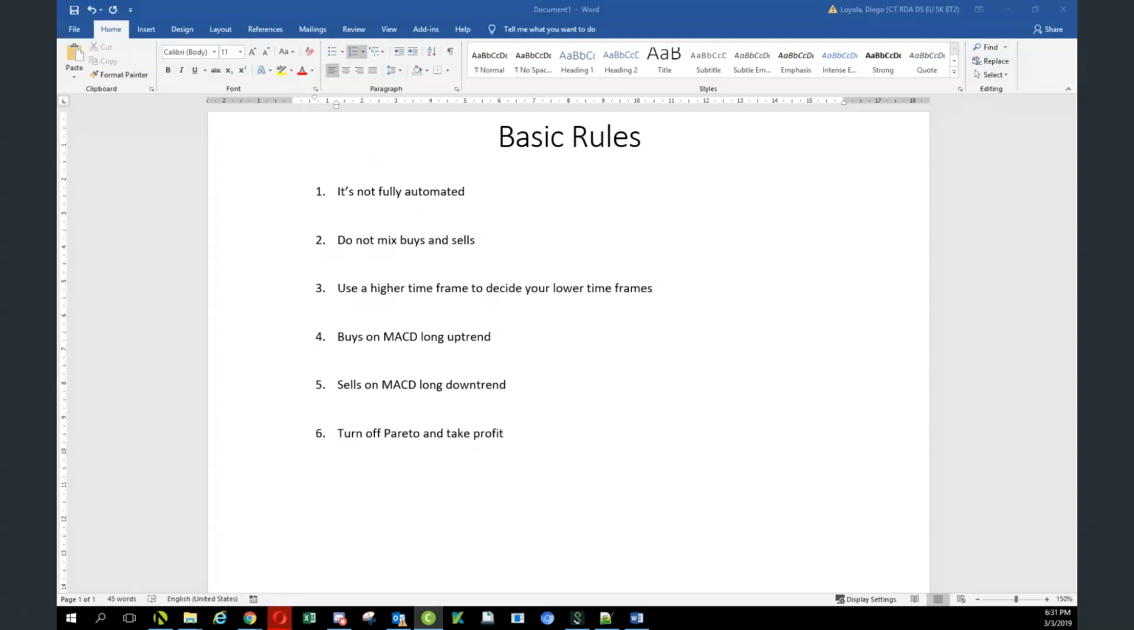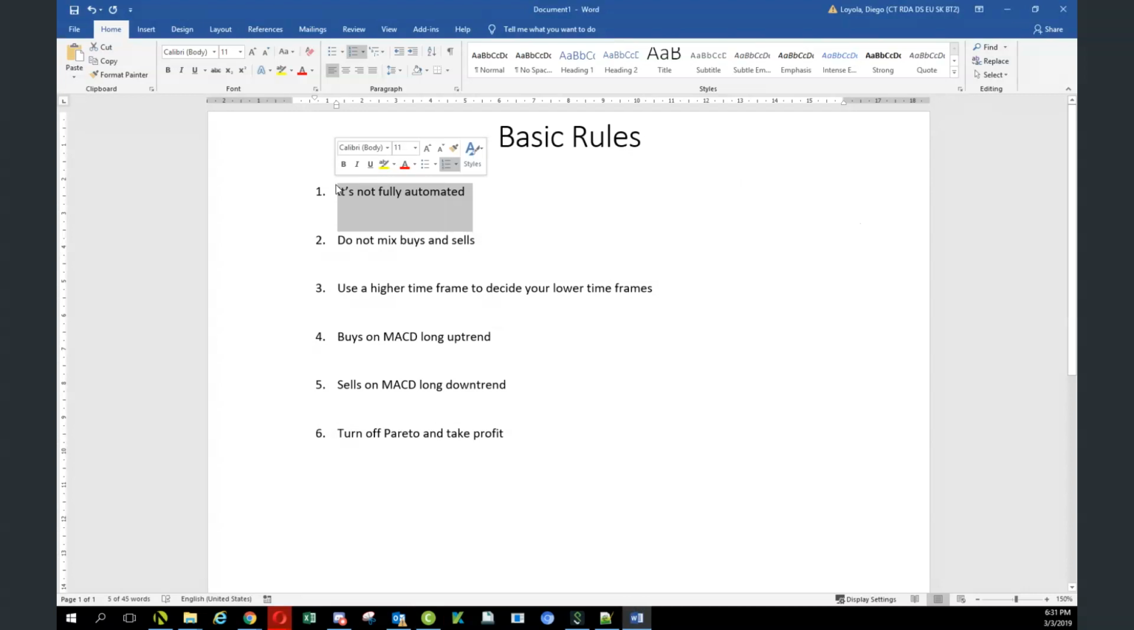Of course, if you're already an expert at it, you can probably skip this, but I figure if this is your first time using this expert advisor, it will come in really handy for you. These are the rules that I follow. So let's start with rule number one.